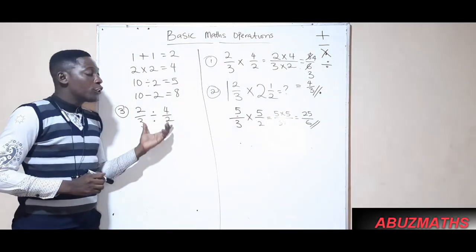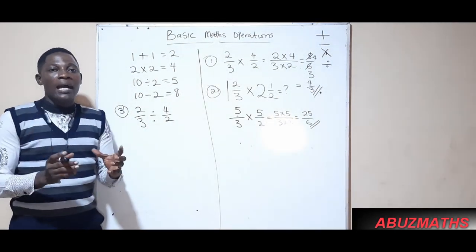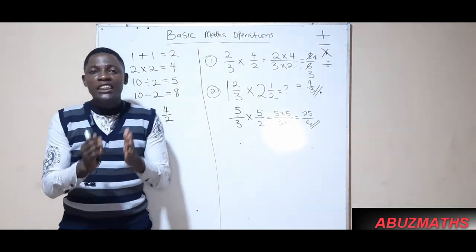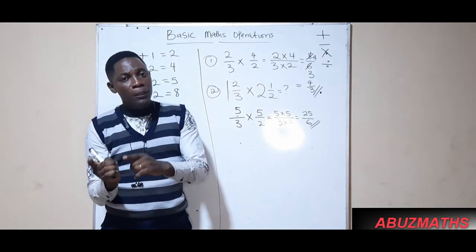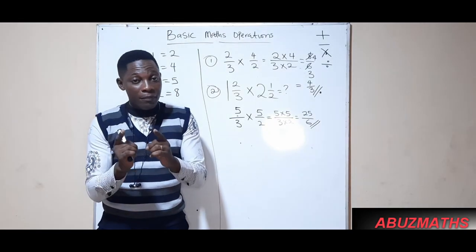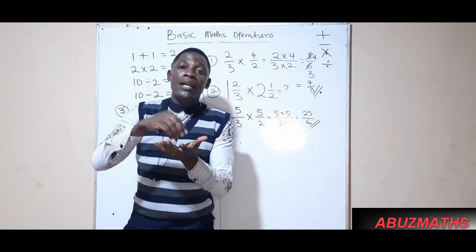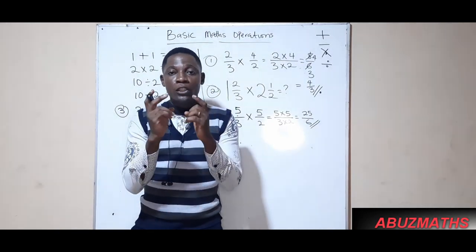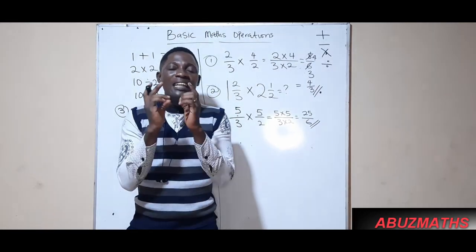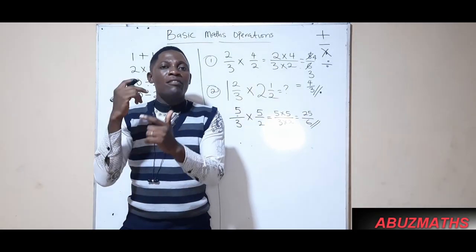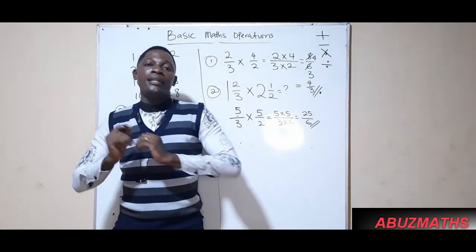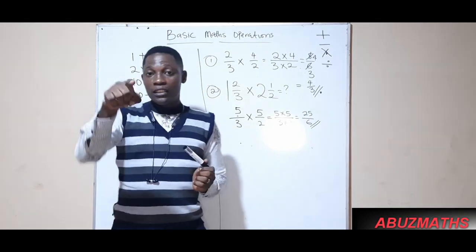Now, for division, you have to apply a simple rule. And that rule is you have to change the division sign to multiplication. I repeat myself. When you are working with division and fraction, change the division sign to multiplication, and immediately you do that, you have to do the inverse of the fraction after the sign. So let's try that now.